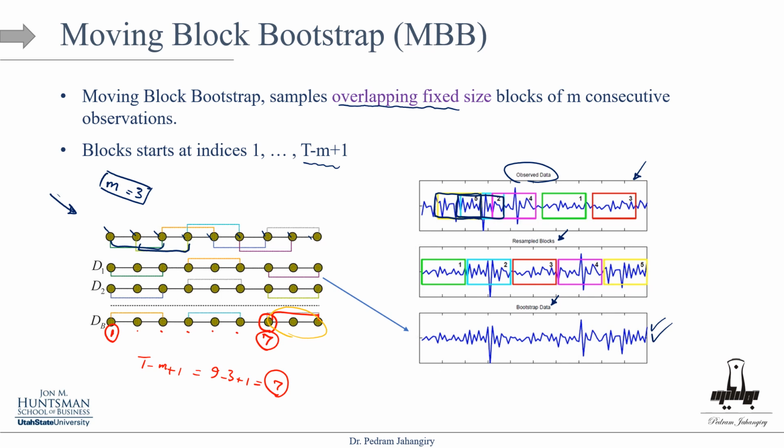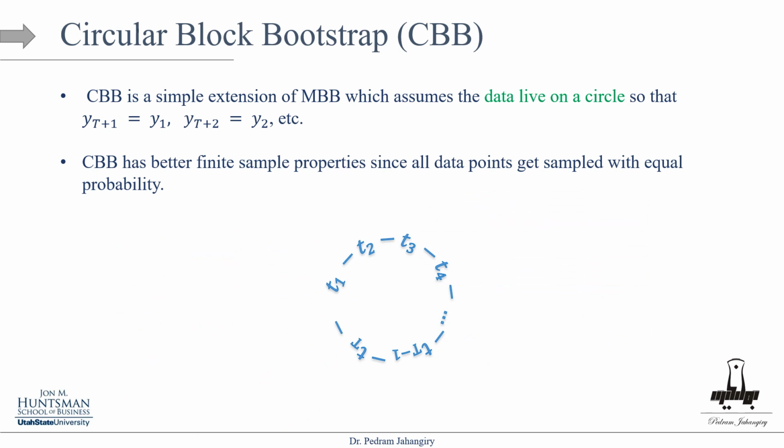So maybe we should fix this problem, and this is exactly the motivation for circular block, right? The circular block assumes that the data lives in a circle, and now we can connect the first observation to the very last observation, and we can build more blocks on top of that. Then the very last observations are going to be repeated the same amount of time compared to the other part of the data observations. So here's the CBB, circular block bootstrap.